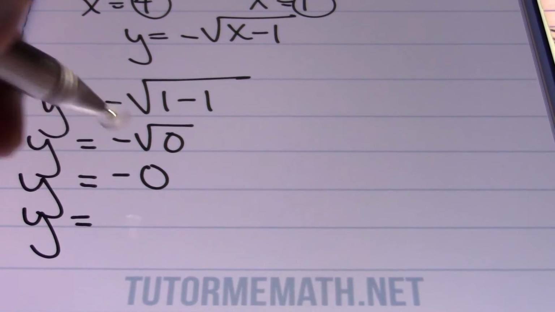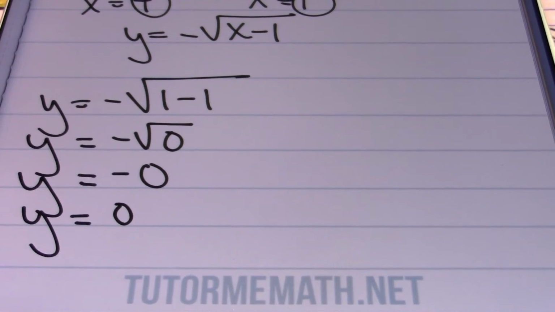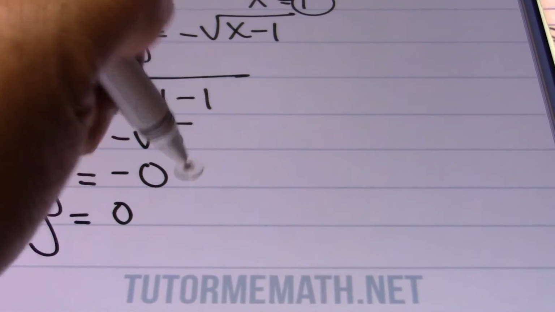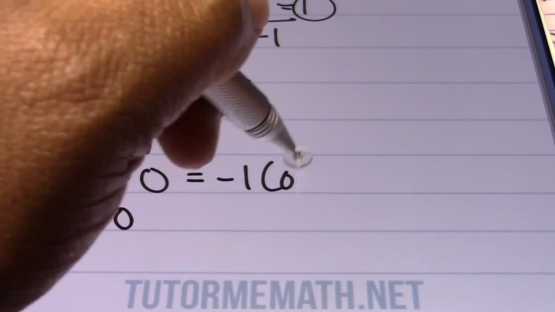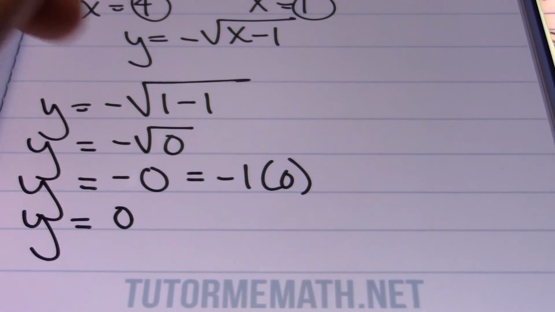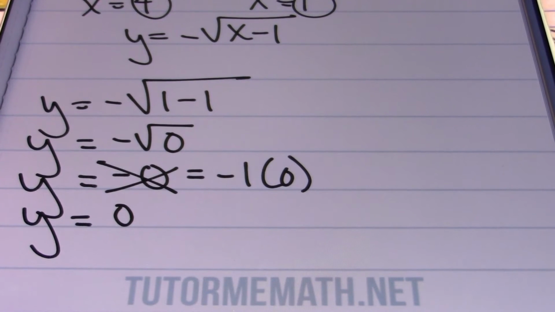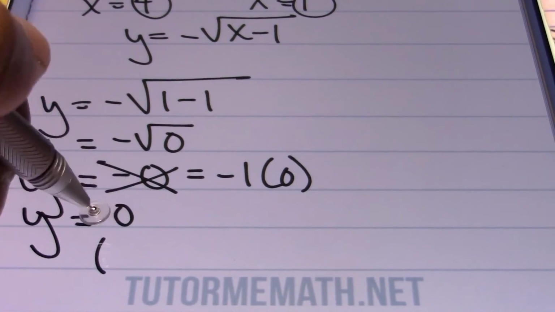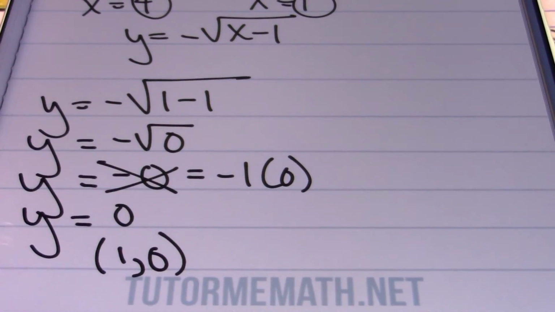It's just 0. You could say that this was equivalent to negative 1 times 0, and then that product is 0. Maybe that'll be clearer. Here we have it. We have y equals 0. So that means that our potential intersection is going to be the point (1, 0).